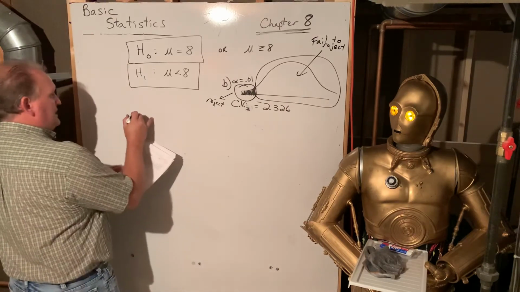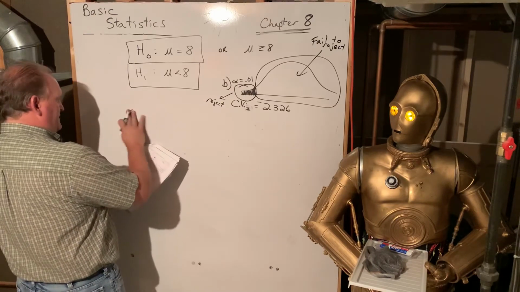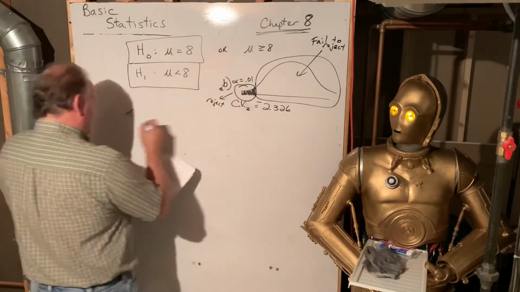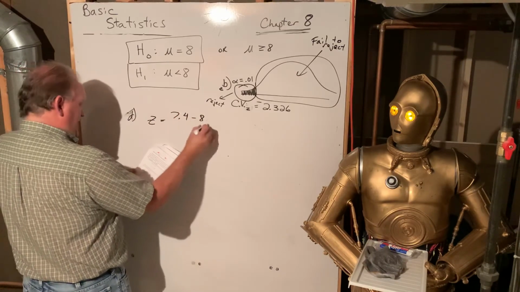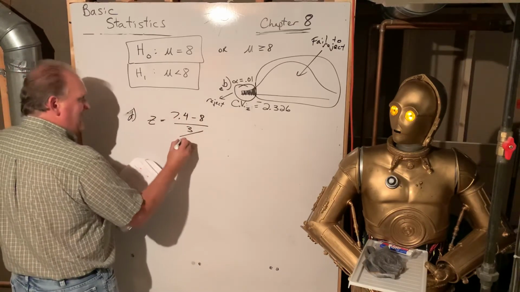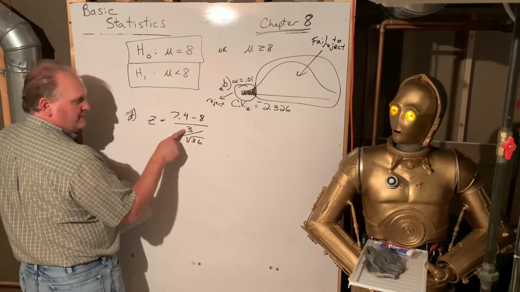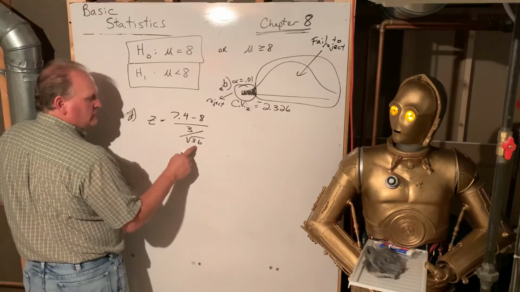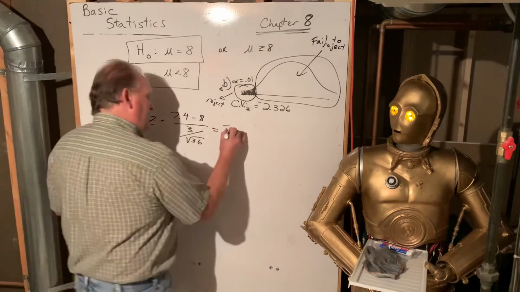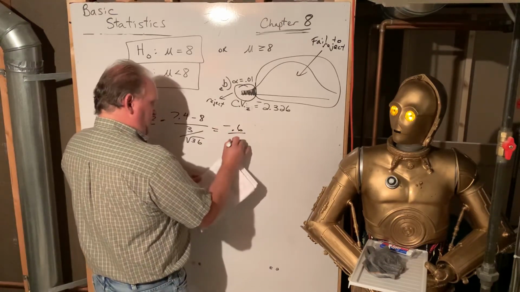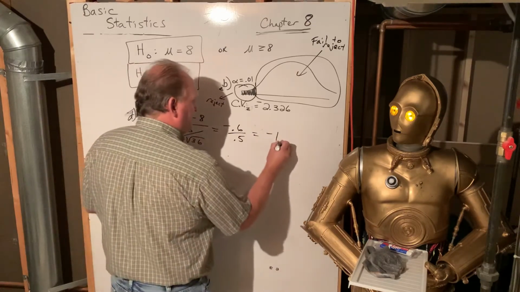All right, let's find Z. That's letter C was mark it. We did that. That's B and C. Letter D here is calculate Z. So 7.4 minus 8 divided by 3 divided by the square root of 36. Remember, we take the population standard deviation and divide by the square root of our sample size. So it's negative 0.6 over 0.5. You take your calculator, divide that, and that's negative 1.2.